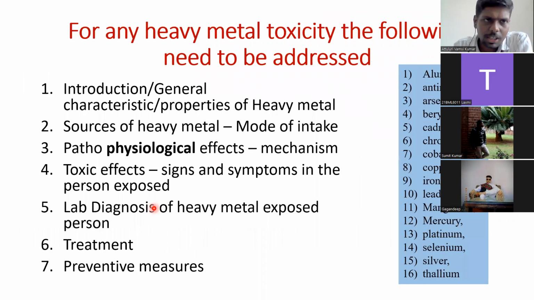Then we came to unit one, and I have segregated all these heavy metals into these 8 points. In the syllabus, we have these heavy metals: aluminum, antimony, arsenic, beryllium, cadmium, chromium, cobalt, copper. So far we have completed up to chromium toxicity. The first six elements have been completed, so I'm just going fast.